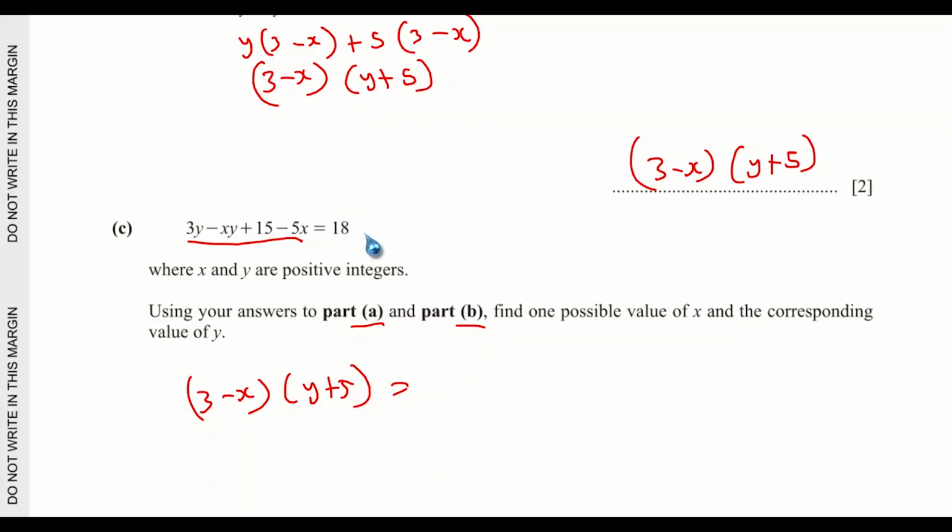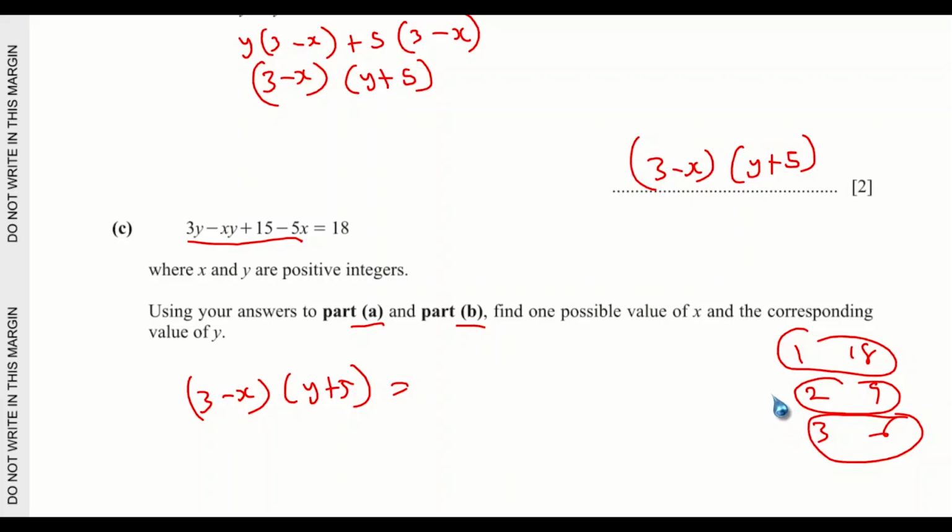So we can use the pairs. We have 1 and 18, we have 2 and 9, we have 3 and 6. So this is one pair, this is another pair, this is another pair. Don't forget that we want positive values for x and y respectively, that's positive integers. So consider if you use 1 and 18, 1 into 18 for instance. I just want to show you this.